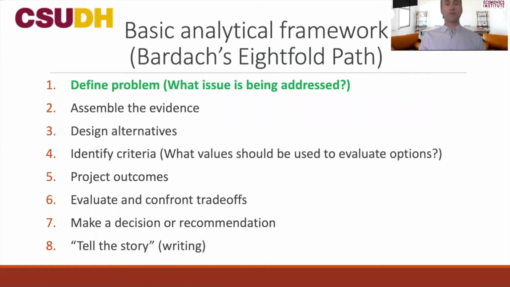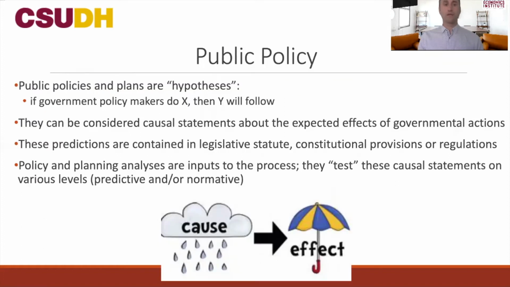We're defining the problem, but really looking at those causal relationships between the causes of the problem and then the consequences of the problem. And also what are the solutions and outcomes as a result of those solutions. So as we've discussed before, public policies and plans are hypotheses. If government policymakers do X, then Y will follow. And they can be considered causal statements about the effects of government actions.